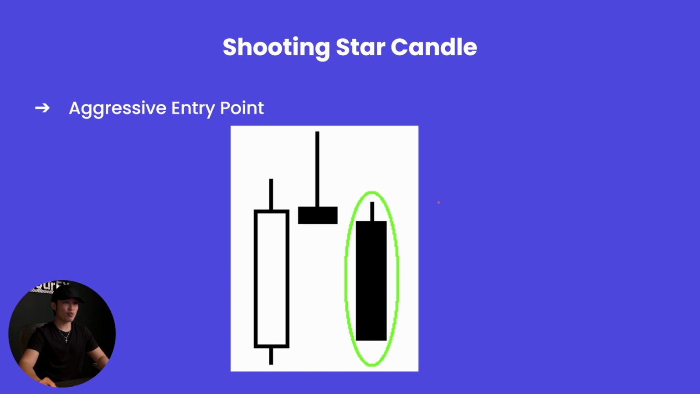For the aggressive entry point, this is the shooting star candle, and this is the first candle, this is the second candle, and then this is the third candle. In the third candle, you should not wait for the price or the candle to break the low point of the first candle here. You can straight away enter, as long as the opening price is aligned with or below the closing line of the shooting star candle.